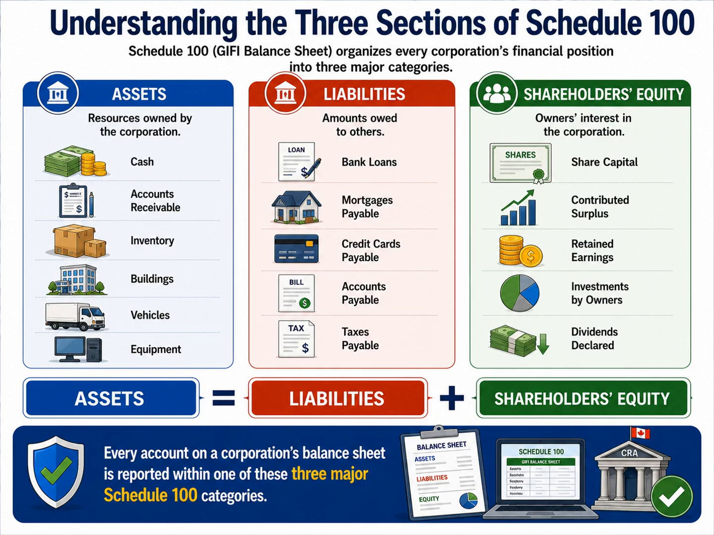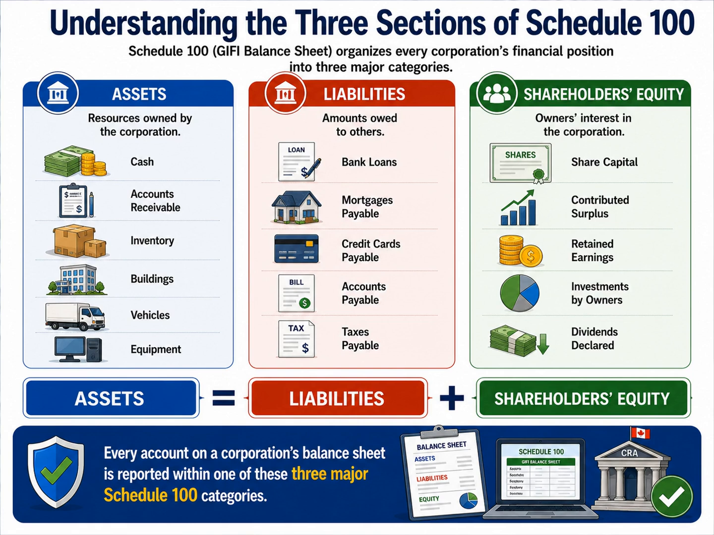Every balance sheet, regardless of the size of the business or the accounting software being used, is built around one fundamental accounting equation: assets equal liabilities plus shareholders' equity. Schedule 100 follows this same structure by organizing every balance sheet account into one of these three major categories. The first section is assets.